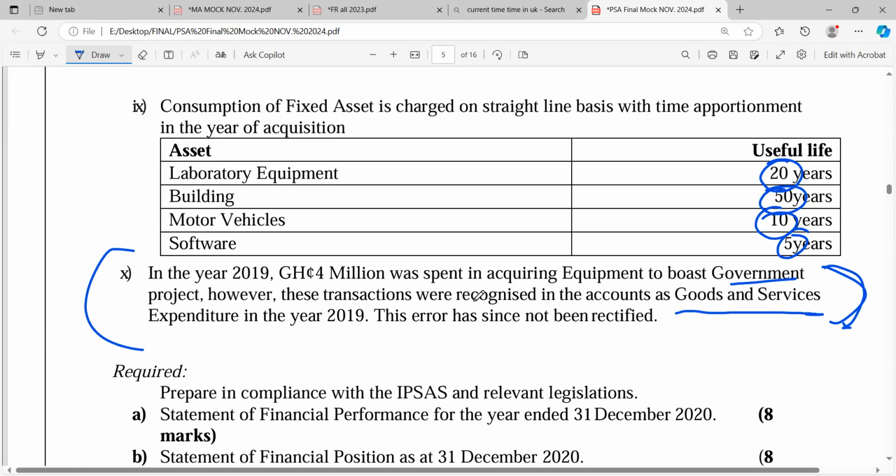As goods and services. Is that right? That if you buy equipment, we should add equipment to goods and services? Okay. So then, this error has not been rectified. I think we have solved a similar one like this in class. It's also due for exams. So, the accounting treatment is that you go and subtract it from goods and services. Then now you do the right thing.